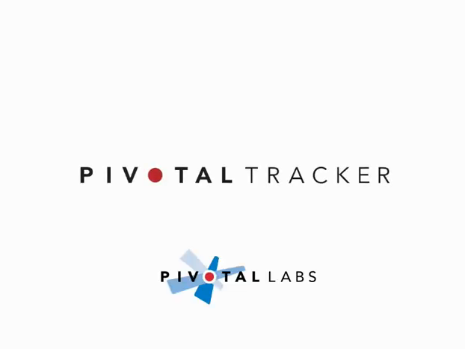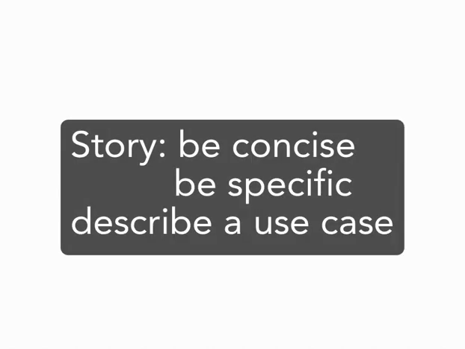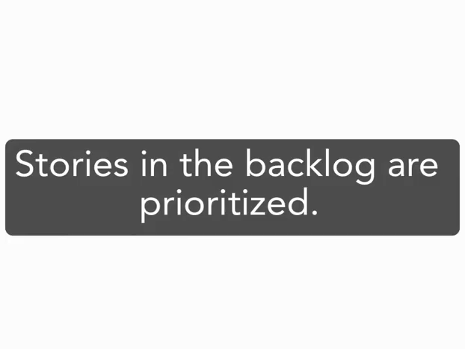Tracker is a simple project management tool. It focuses your team in collaboration around a backlog of stories. A story is just a short, concrete description of some functionality, considered from the perspective of a user. The backlog is your project broken down into a prioritized list of stories.